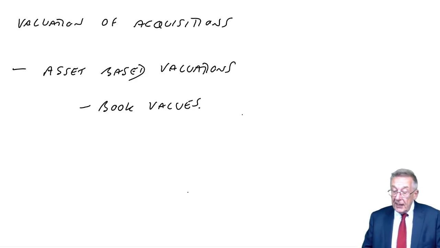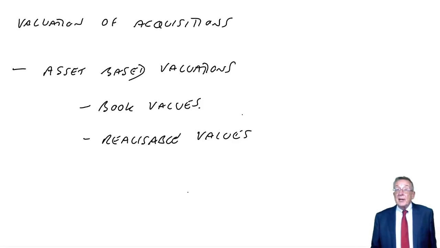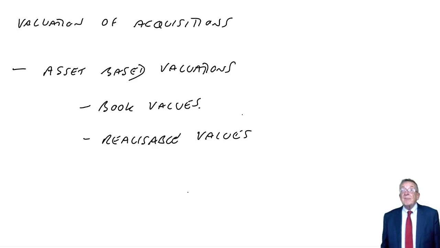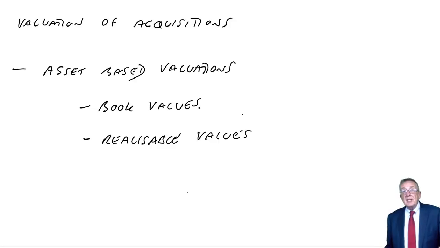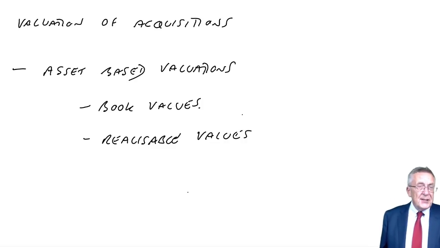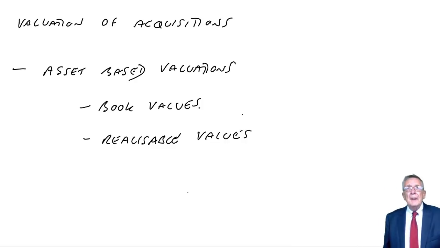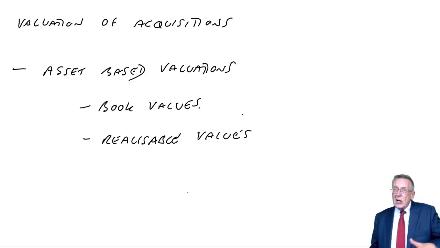Perhaps a bit more realistically, an alternative would be to look at realisable values. To again take the net assets from the statement of financial position, but certainly for the non-current assets, to value them at what they could be sold for. And there are really two circumstances in which that might be relevant. One is for the company being acquired.